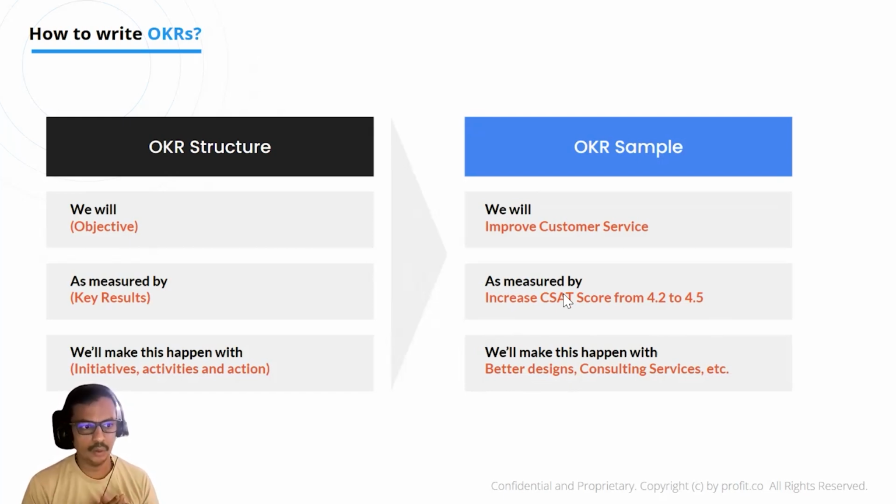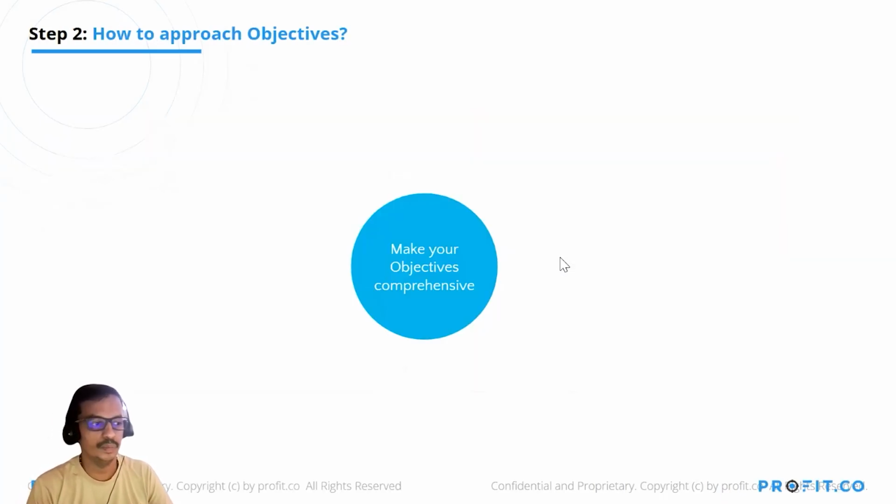So we will break this down into two different things. First, we will understand how to write objectives. Then we will understand how to write key results, with a few examples for making our understanding even better. Okay, so here we go. Now the first step is to approach your objectives. So how do you approach your objectives? How do you want to get the right objectives?